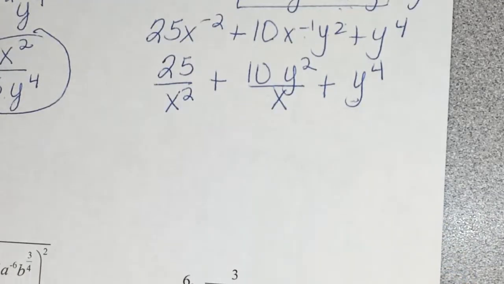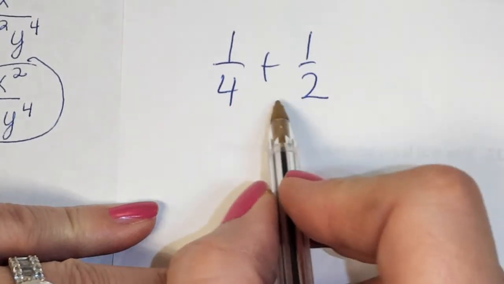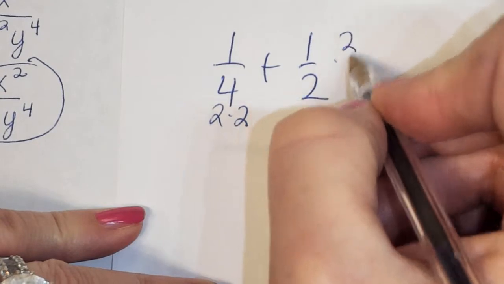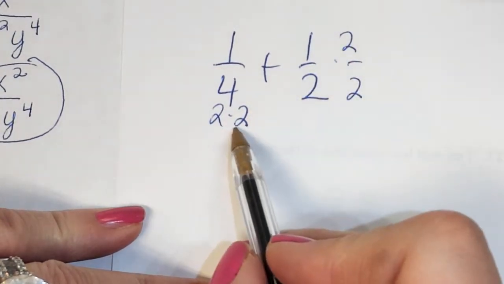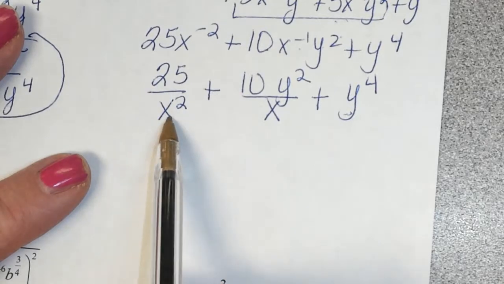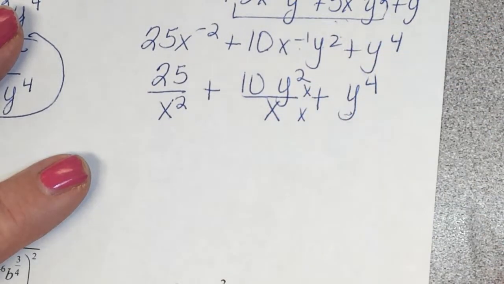Okay, so like we have an easier problem. Let's think of an easier one. If I just had to add 1/4 plus 1/2, wouldn't your common denominator be 4 and 2? Because this is 2 times 2. So I would multiply this by 2 over 2. Okay, so this is the same kind of thing. It's just that this is x times x. So we have to multiply this by x and this by x.